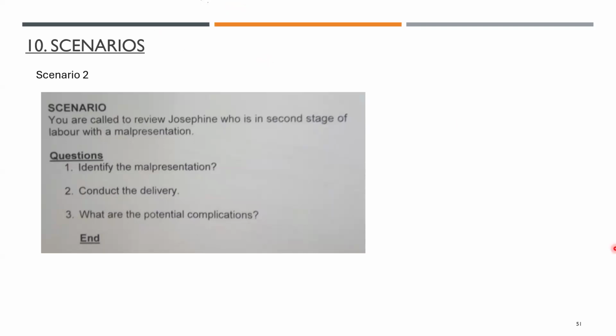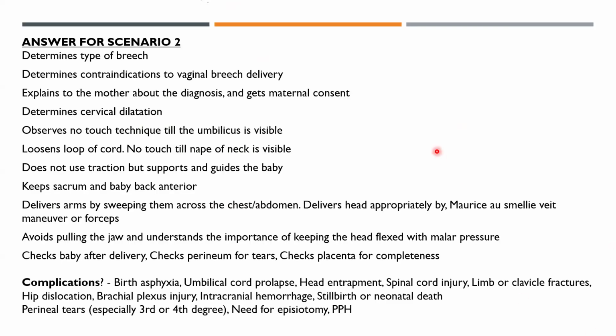Perfect. Let's go over it now. What have we done? We've done Leopold's and we've identified the type of breech presentation. We've said that this is a breech presentation. Determine contraindications to vaginal breech delivery. So are they meeting the prerequisites to do a breech delivery?